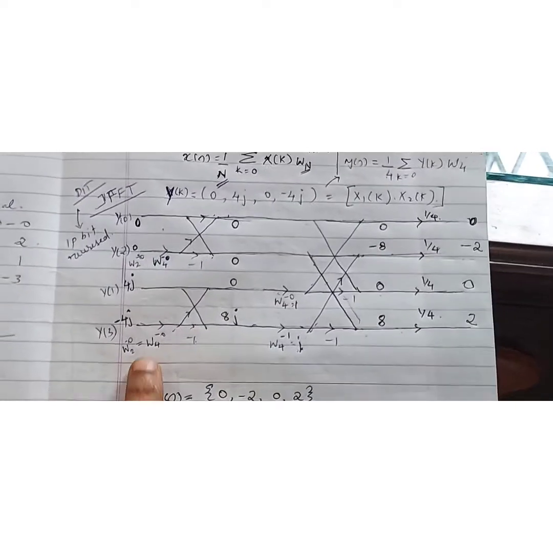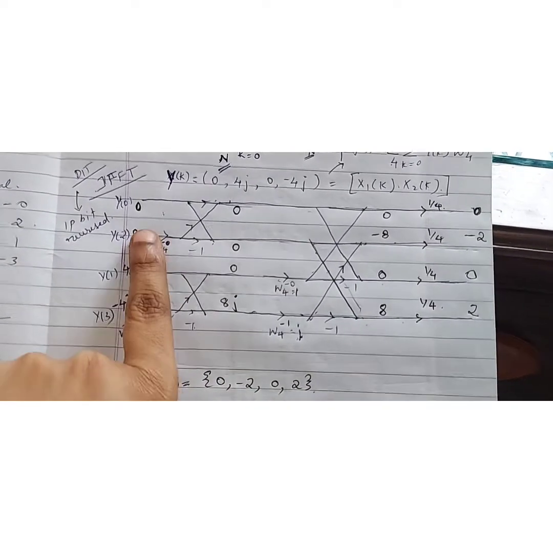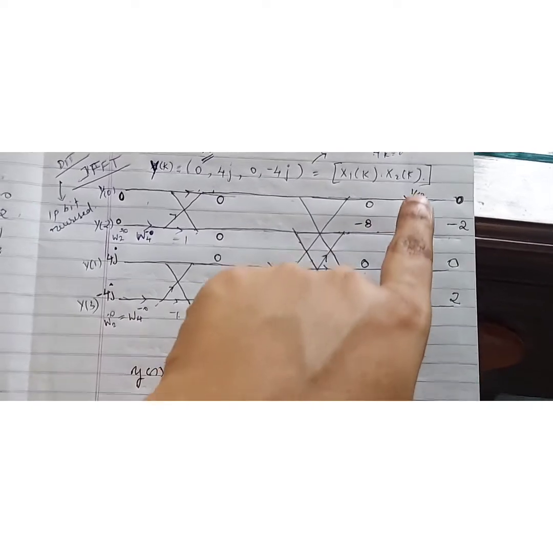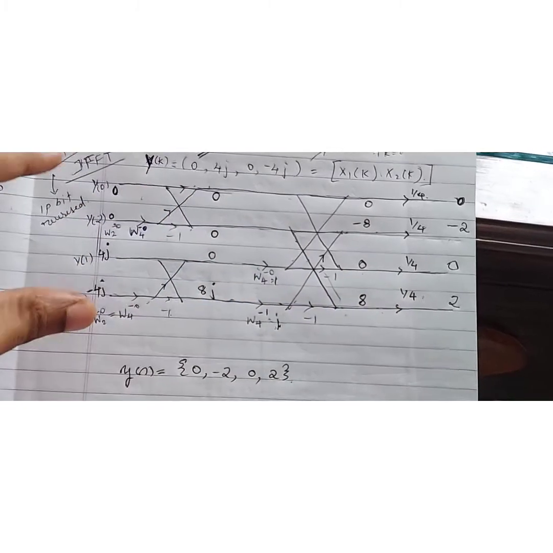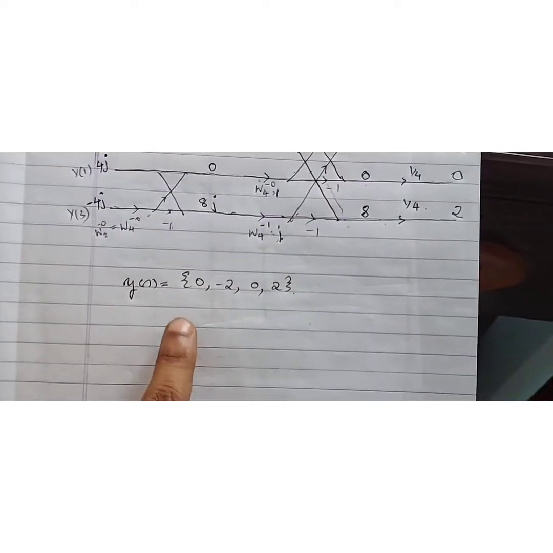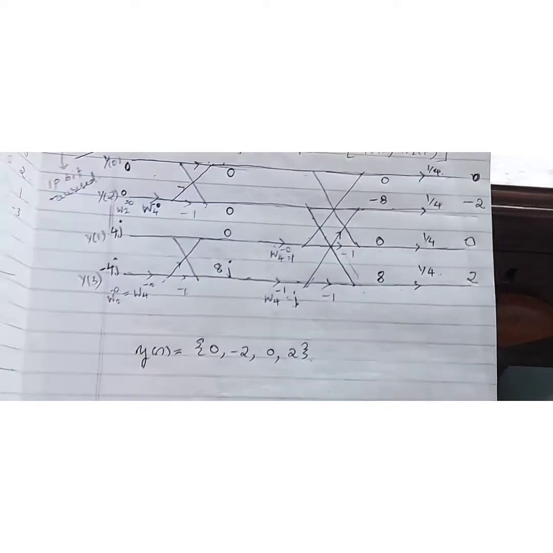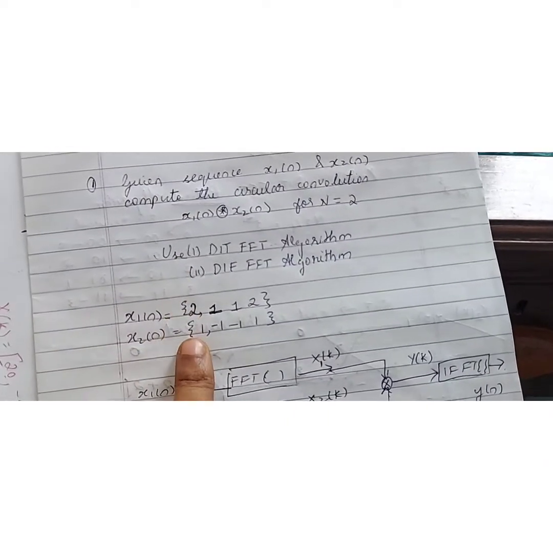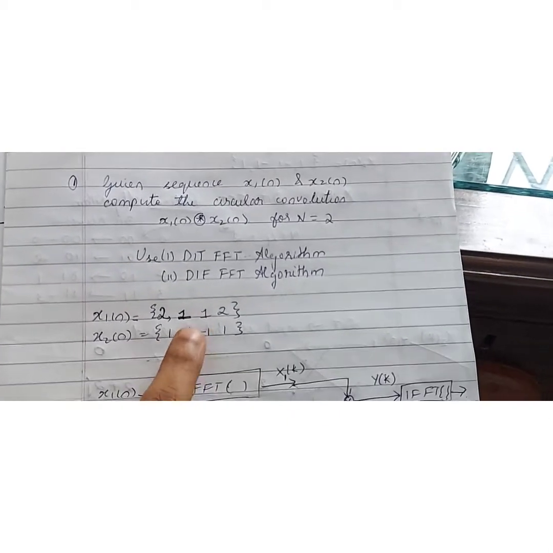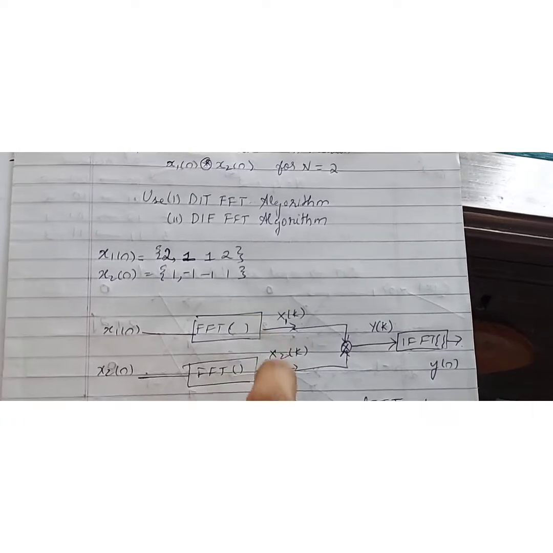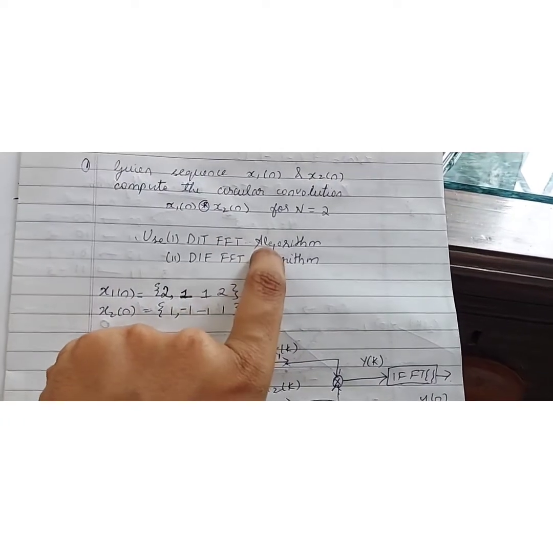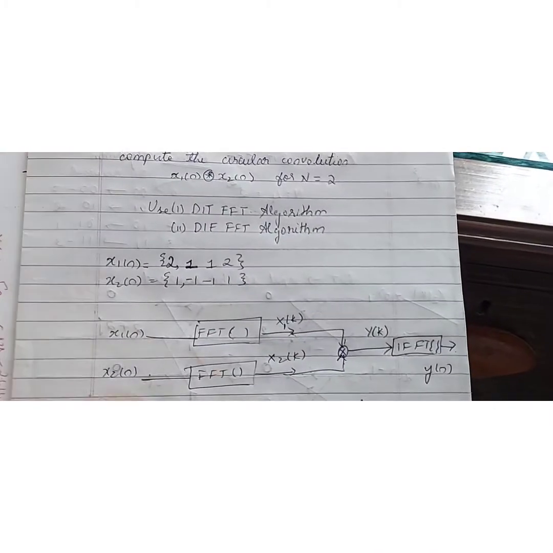Only thing that changes in IDFT is the twiddle factors will have negative powers and a 1 by n term. In our case n is 4, so the 1 by 4 term comes. Rest all the calculations are the same. So you got your y of n, which is the final convolved output of your x1 of n and x2 of n. So convolution in time domain, you have converted to multiplication in frequency domain. How did you do that multiplication? Using DIT FFT. Just to elaborate how to do this butterfly structure problem, I have taken this problem.